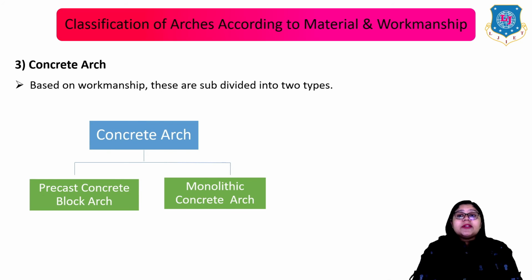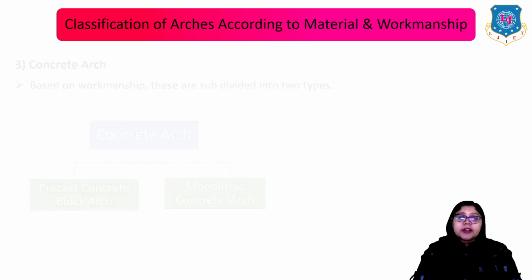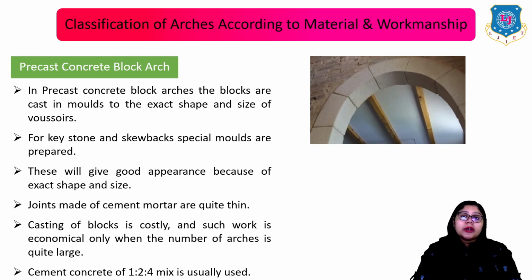Now the third type is the concrete arch. Based on workmanship, again it is classified into two types, the precast and the monolithic type. So let us understand first the precast concrete block arch. In precast concrete block arches, the blocks are cast in molds to the exact shape and size of voussoirs. For keystone and skewbacks, special molds are prepared.